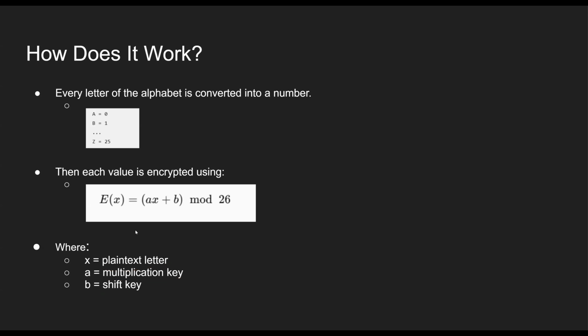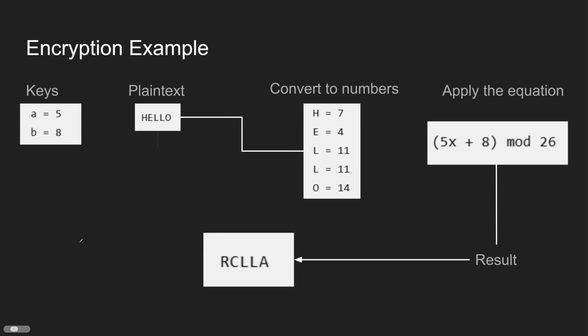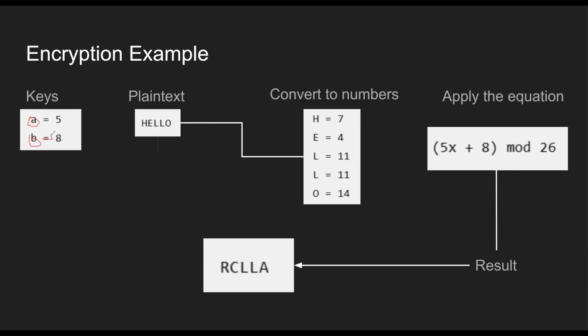Now, let's go over an example. In this example, we have the keys A equal to 5 and B equal to 8. And our original text that we want encrypted is simply hello. So what should we do? We start off by converting our plain text to its numeral representation. So H would be 7, E would be 4, L would be 11, again repeated, and then O would be 14.